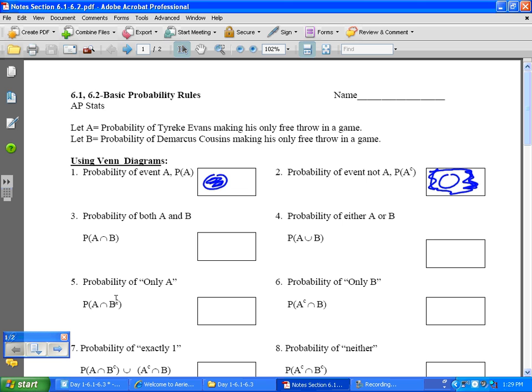Probability of both A and B, I kind of told you about that. Both A and B, that's an intersection, so you should just have that. Union A or B, I kind of gave you an example of that one already. That's everything in A, everything in B, or everything in both A and B.